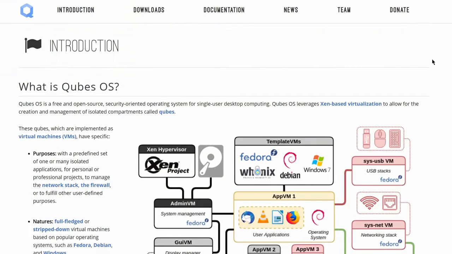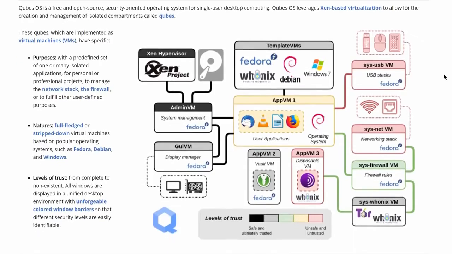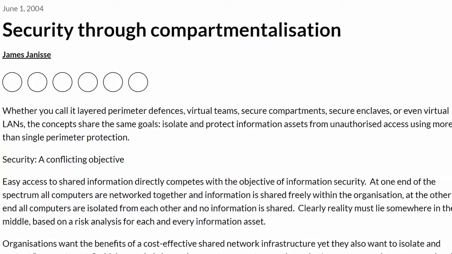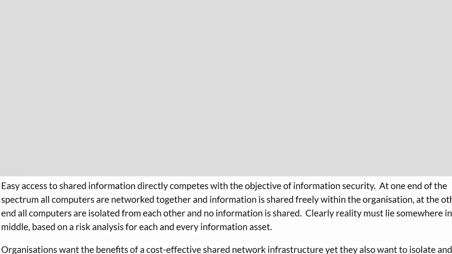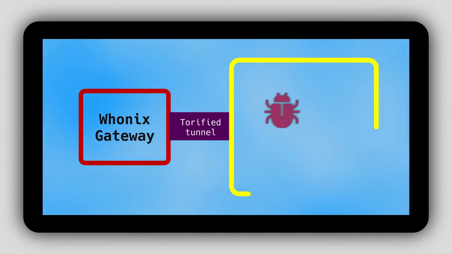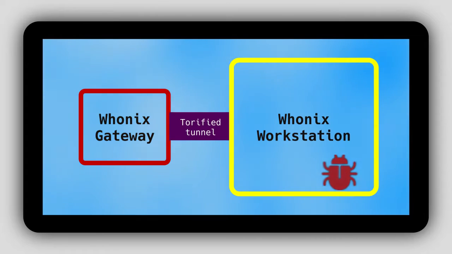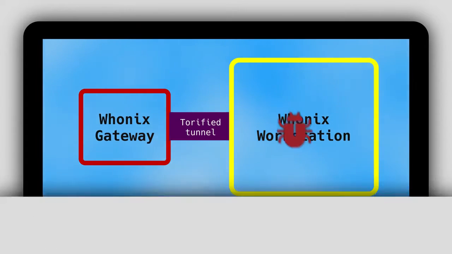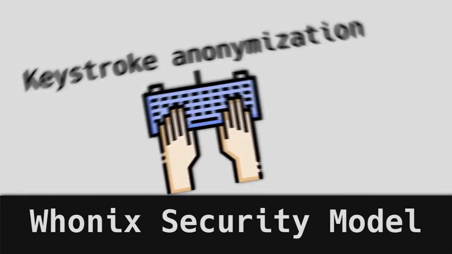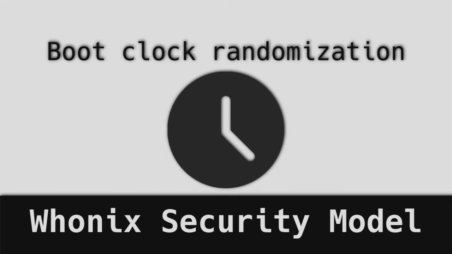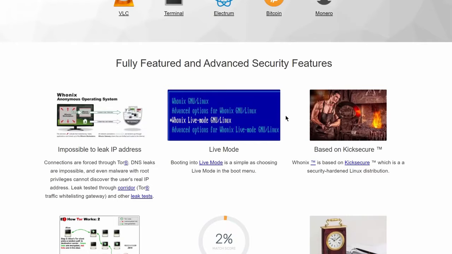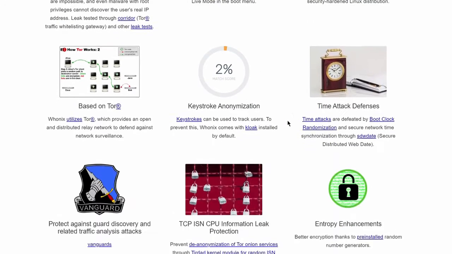It utilizes a concept known as security by compartmentalization, which is regarded among mainstream security researchers as the best approach towards system security. Whonix runs in isolation from your main system, so that even if your VM box gets infected with malware, Whonix would usually not allow it to escape into your host operating system. To do that, it adopted several mitigation tactics against known attacks, including keystroke anonymization, boot clock randomization, protection against traffic analysis attacks, and plenty of other security hardening features, which make Whonix the safest way to surf the web.